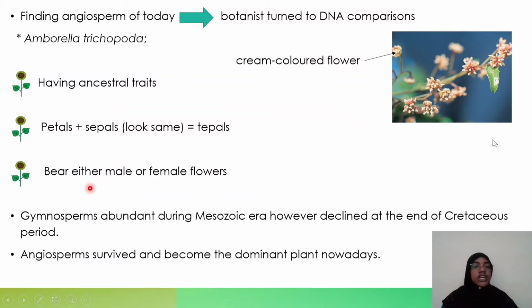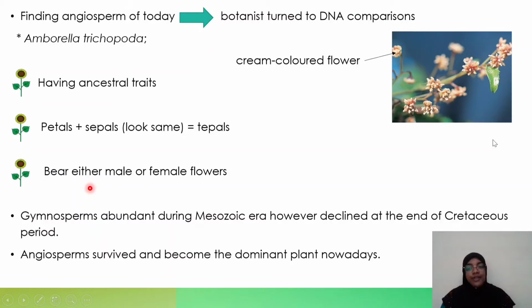Gymnosperms were abundant during the Mesozoic era, however, they declined at the end of the Cretaceous period. Before this, I mentioned that angiosperms are the most successful group of plants. But according to the history of plants, gymnosperms were abundant during the Mesozoic era. It means there were more gymnosperms than angiosperms then. However, they declined at the end of the Cretaceous period. Angiosperms survived and became the dominant plants nowadays.